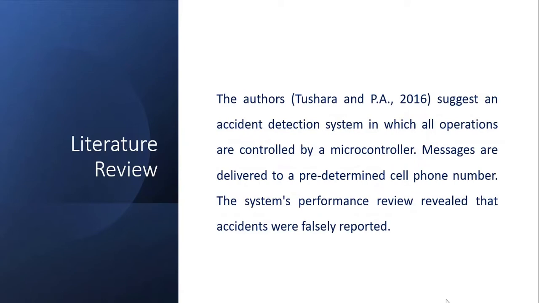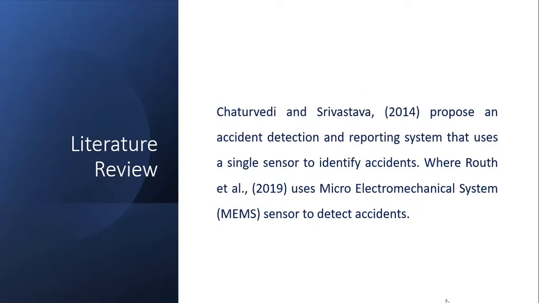The authors Tushara and PA suggested an accident detection system in which all operations are controlled by a microcontroller. Messages are delivered to a predetermined cell phone number. The system performance review revealed that accidents were falsely reported. And again, in 2014, other researchers proposed an accident detection and reporting system that uses a single sensor to identify accidents, where Raut and other researchers used a micro electromechanical system, MEMS sensor, to detect accidents.